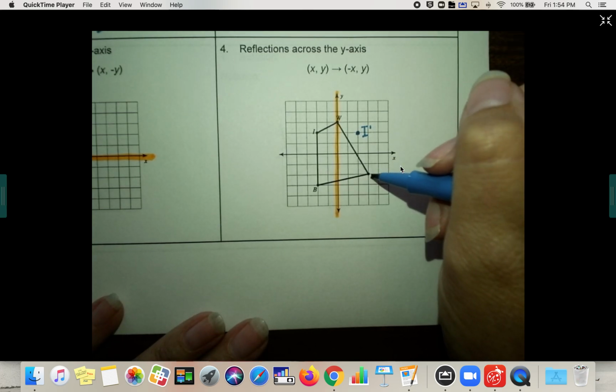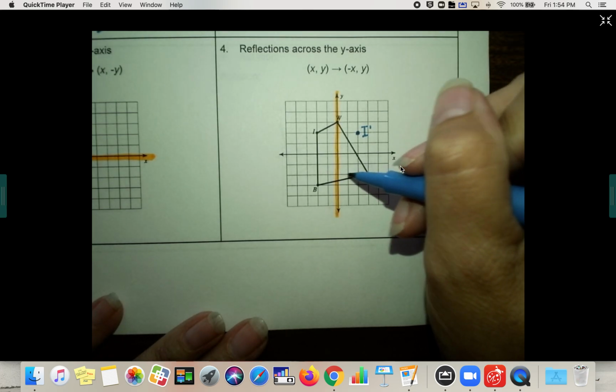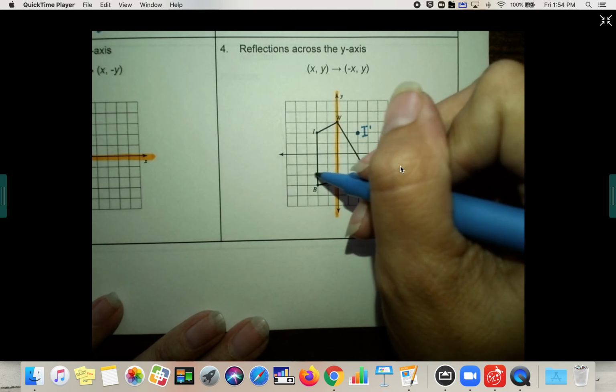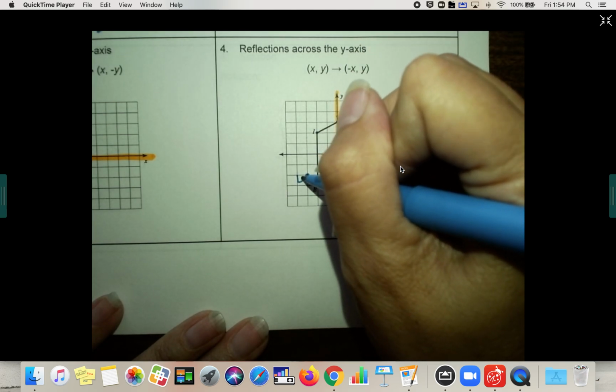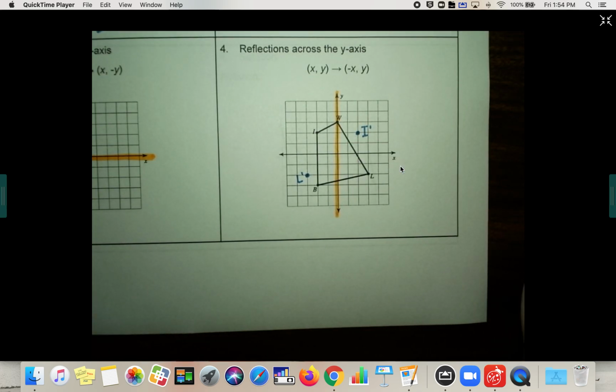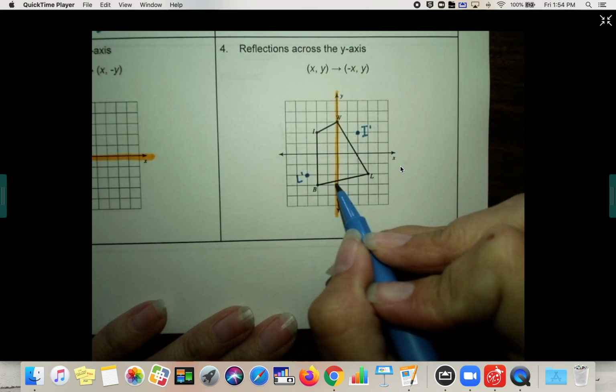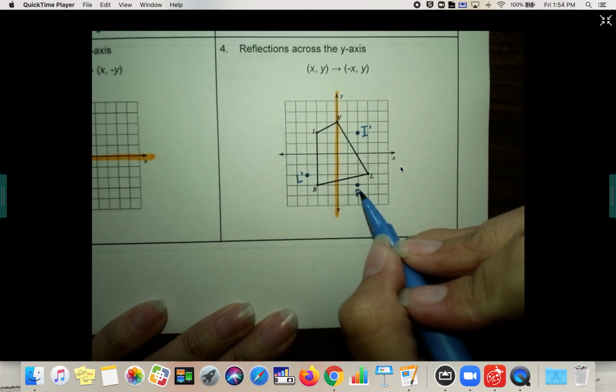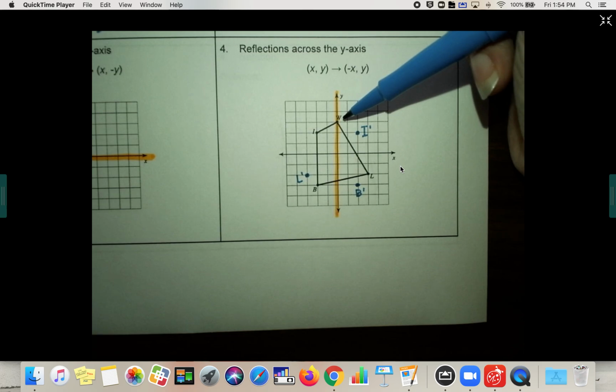All right, L. L is way over here. It's 3 to the right. So I'm going to drop it 3 to the left. L prime. Don't forget to use prime notation. B down here is 2 to the left, so I'm going to move it 2 to the right and call it B prime.